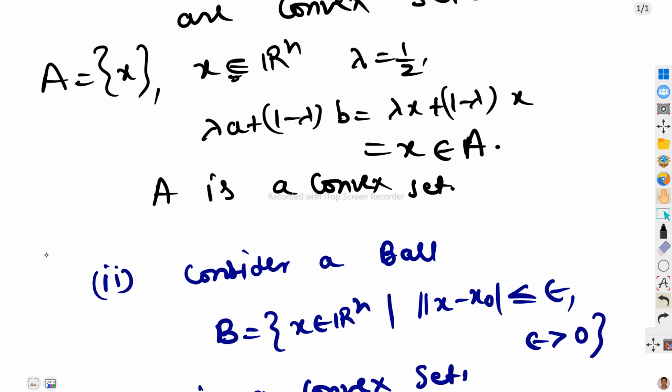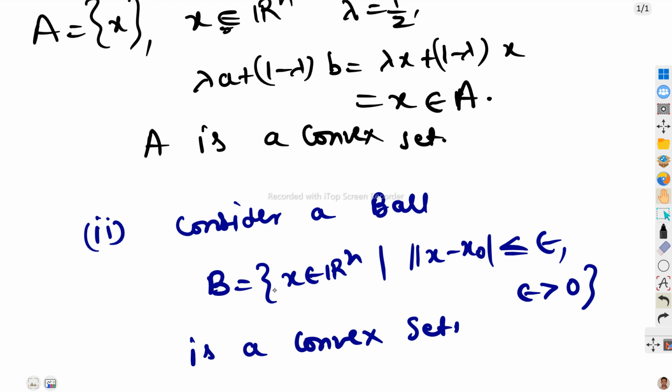The second example is a ball B(X) in Rn such that the norm of X minus X naught is less than or equal to epsilon, where epsilon is greater than 0. This is also a convex set since this is a sphere, and if we join any 2 points in a sphere, the line segment lies wholly in the sphere. So this is a convex set.